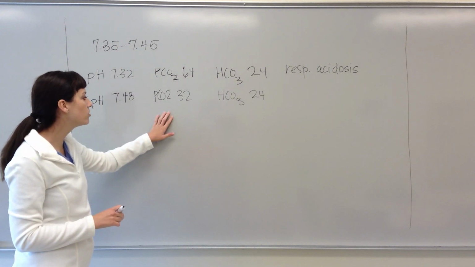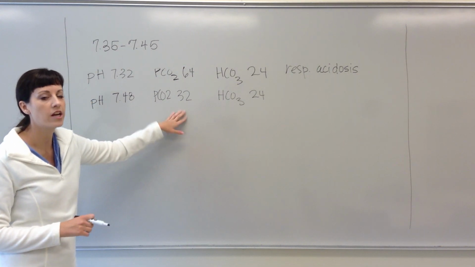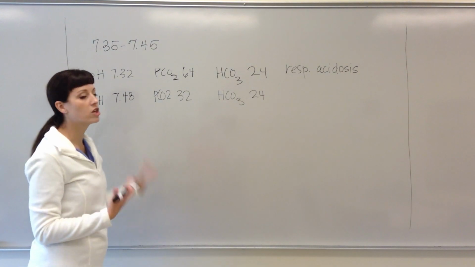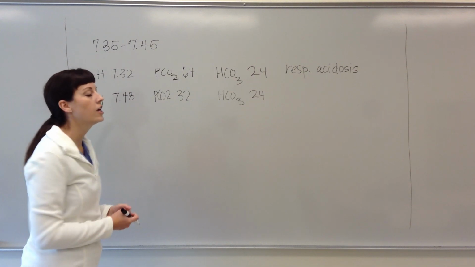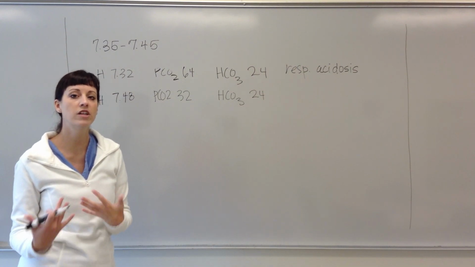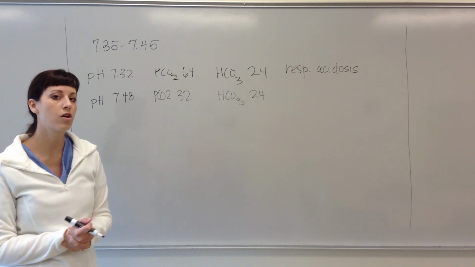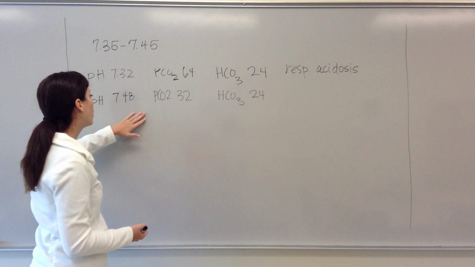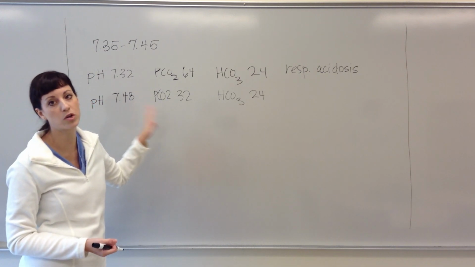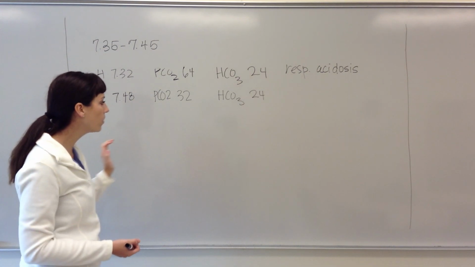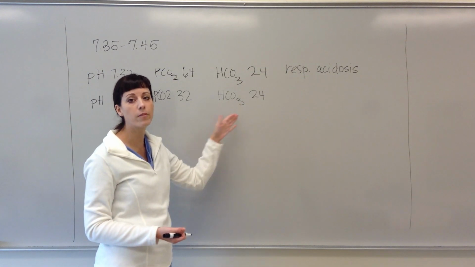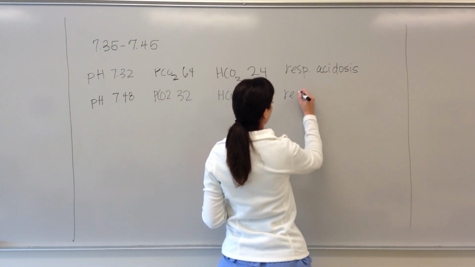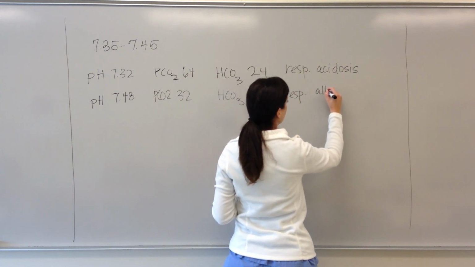If you move to the CO2, it is 32, and our normal CO2 is 35 to 45, and CO2 is an acid, so we don't have enough CO2 in this instance. If you don't have enough acid, then you're going to be alkalotic or basic. So without even having to look at our bicarb, we already know that this person is in respiratory alkalosis. But we'll go over here to our bicarb, and our bicarb is 24, and the normal bicarb is 22 to 26. So we know that this is respiratory alkalosis.